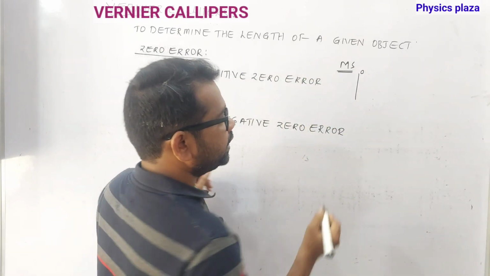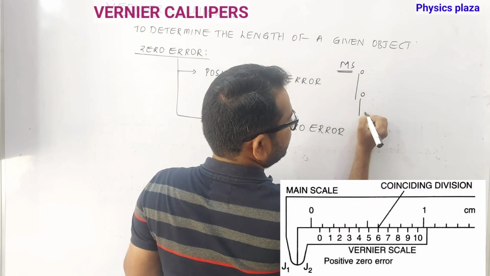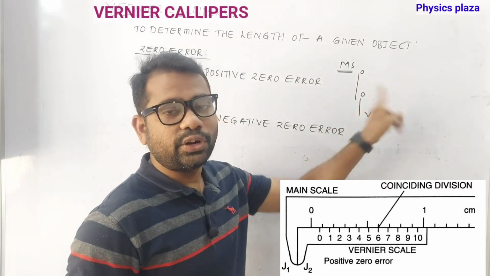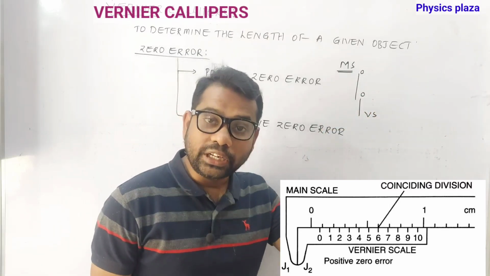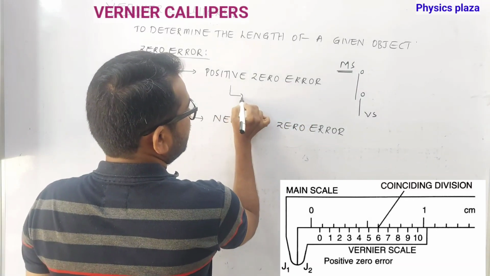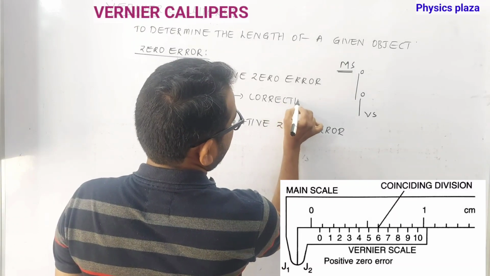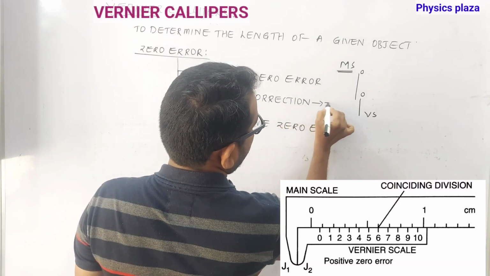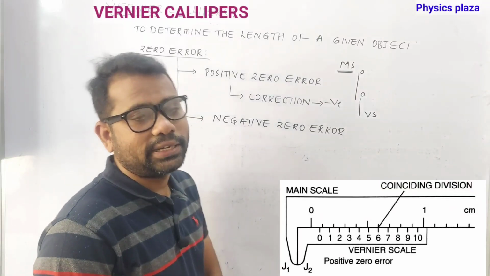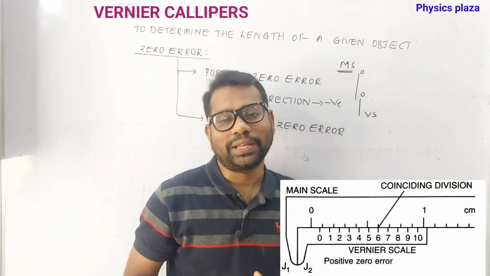Suppose, children, the zero reading of the Vernier scale is standing on the right side of the zero reading of the main scale. It is said to have positive zero error. For that, the correction is going to be negative, because it has an extra value, so that should be deleted. In detail, we'll understand when we do a practical.